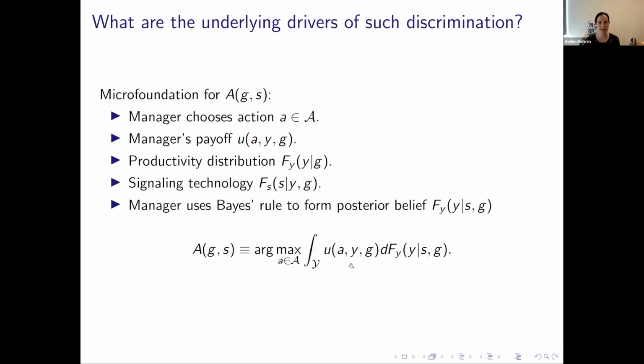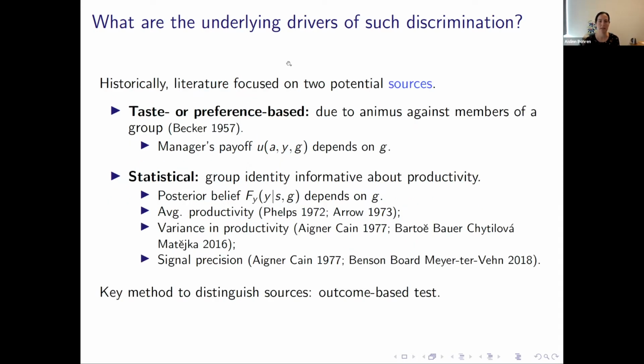So just a very classic decision problem, where discrimination can come into play based on how the manager's payoffs and beliefs may depend on the group identity. All right, so historically, the literature has focused on two potential sources. One is the first model of discrimination by Becker back in 1957. He came up with the idea that it could be tastes or preferences. In other words, managers could have animus against members of a certain group, and that would be what's generating the differential treatment. So here that would correspond to managers' payoff depending directly on the group identity.